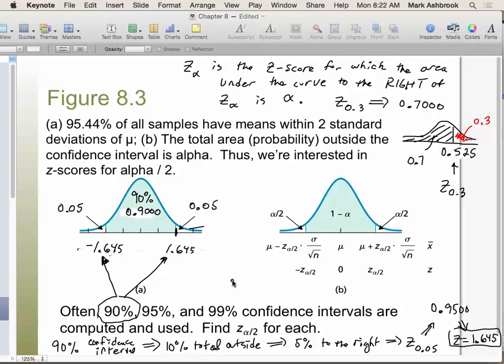Compare with the people around you. Make sure you get the same thing.